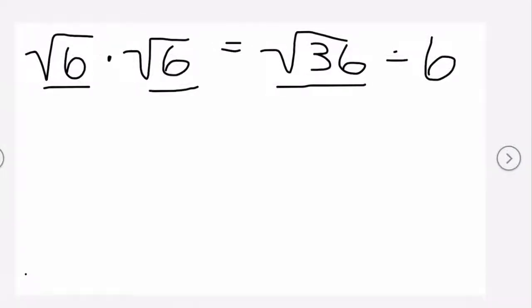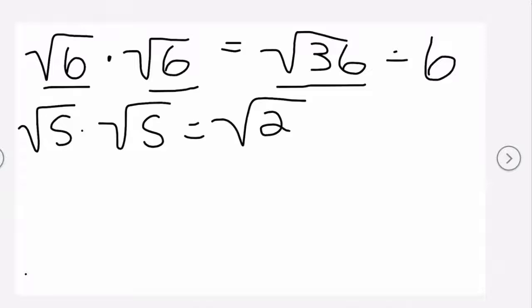It's pretty easy if you know your perfect squares, because if you know the square root of 25, you know that the square root of 5 times the square root of 5 is going to give you the square root of 25. So it's really easy to find a bunch of these problems just by using your square roots. The square root of 5 is non-perfect, irrational. Square root of 5, irrational, equals the square root of 25, which is rational.